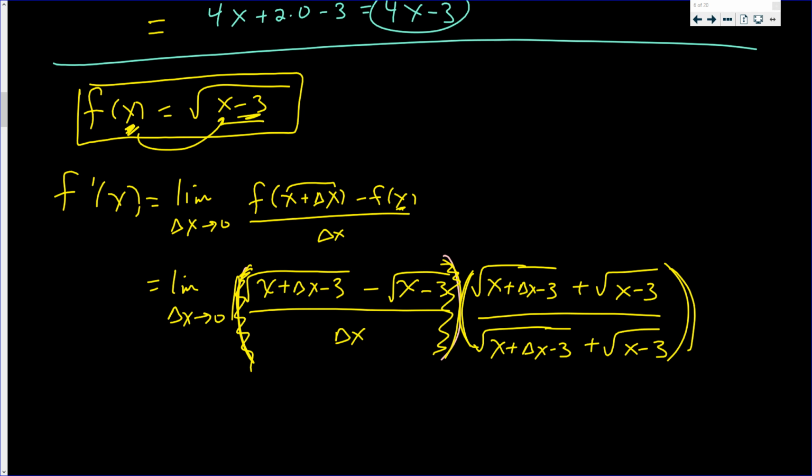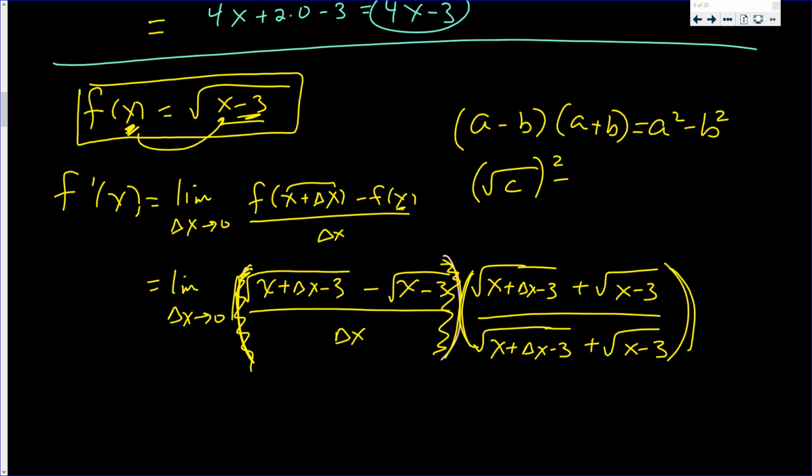Now, remember 2 things. If you have a minus b and you multiply it by a plus b, you get a squared minus b squared. And if you have the square root of c and then you square it, you just get back c. So, including the square root sign, this is my a and that's my b. And I have the same a and the same b. On the right I have a plus b. On the left I have a minus b.